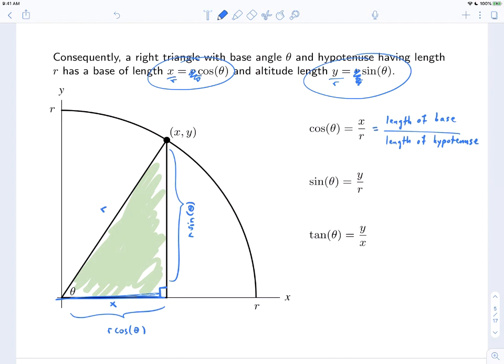And we have something similar for sine of theta. Sine of theta is y over r. R again is the length of the hypotenuse, but what about y? Y is the vertical distance above the x-axis. That's this length right here. That's y. So sine of theta is y over r, but that's the height of the triangle, or the altitude. So we'll write that as the length of the altitude divided by the length of the hypotenuse.